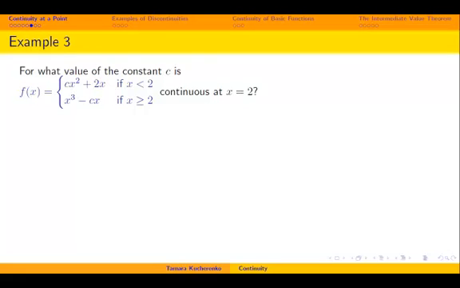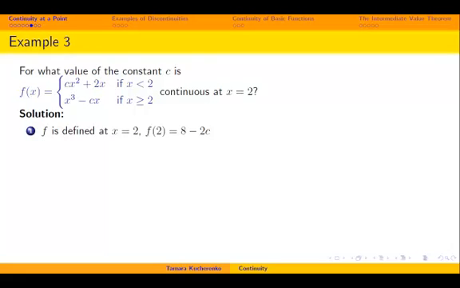We will check the requirements for continuity. First, f is defined at 2. Substituting x equals 2 into the second expression, we obtain 2 cubed minus c times 2. So f of 2 equals 8 minus 2c.